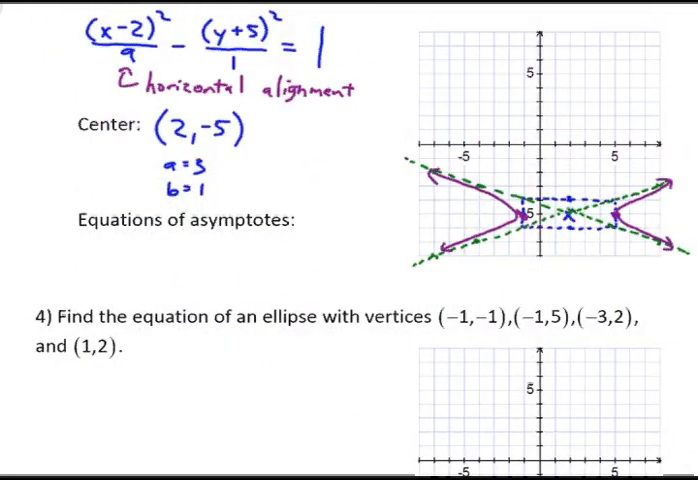Our follow-up question is to find the equations of the asymptotes. We know that both asymptotes pass through the center, (3, -5), and as I was extending the asymptotes, I saw that I was moving over 3, up 1. Our slopes are 1/3 and -1/3 respectively.